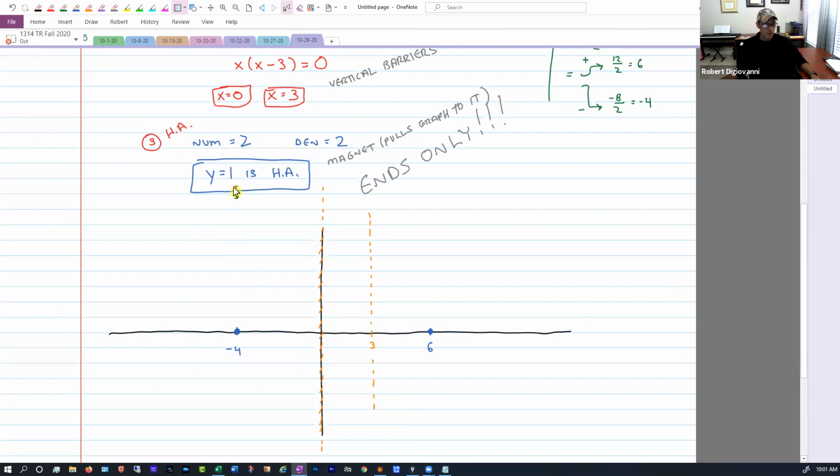And then I have a horizontal of y = 1. And so I'm going to go up 1, a y value up 1. Here's 1. And over here, way at the edges, I'm going to draw a dotted horizontal line out here that I'm going to remember is a magnet that pulls my graph towards it.